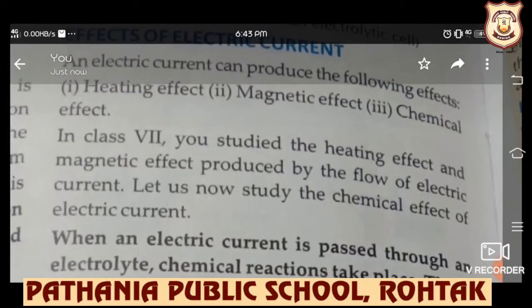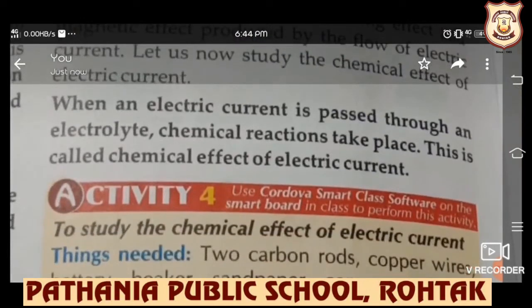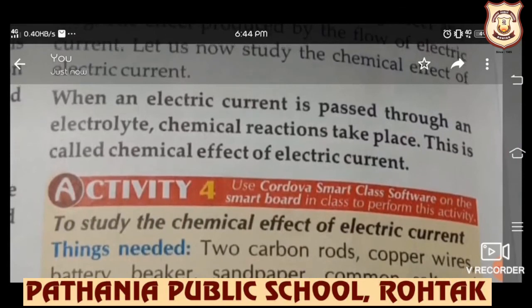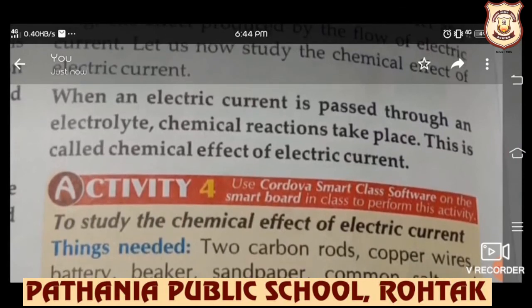See beta, an example of the heating effect is an iron. When we switch on the iron, electricity is passed through it, it becomes hot and it is used to iron our clothes. So this is the heating effect of electricity. And we use a magnetic compass to detect very small current, as we have seen in the modification of the tester. So this is the magnetic effect. Now we will discuss the chemical effect. See what happens when an electric current is passed through an electrolyte: a chemical reaction takes place. This is called the chemical effect of electric current.